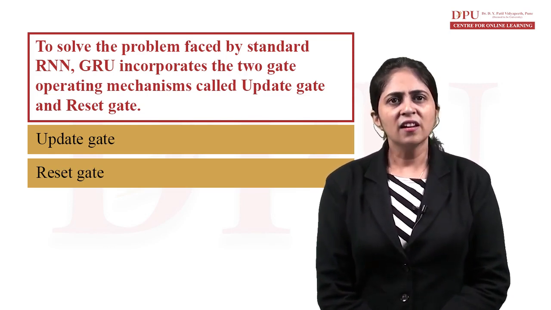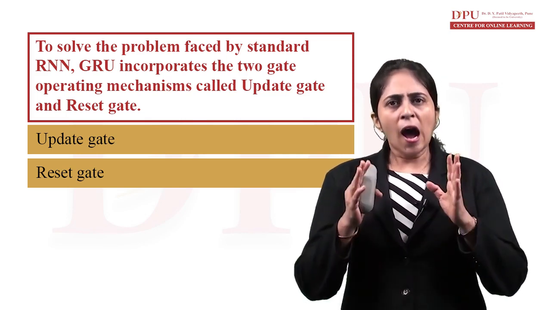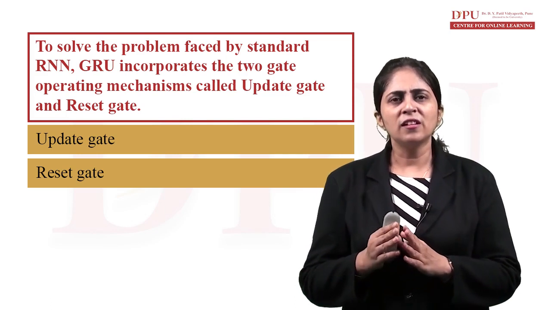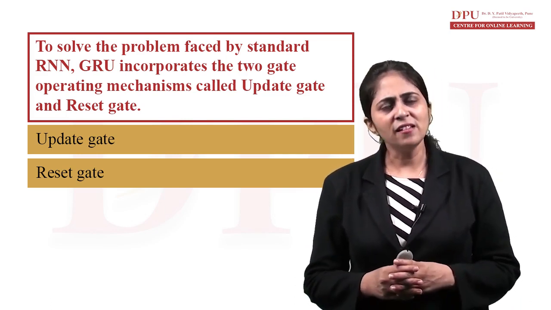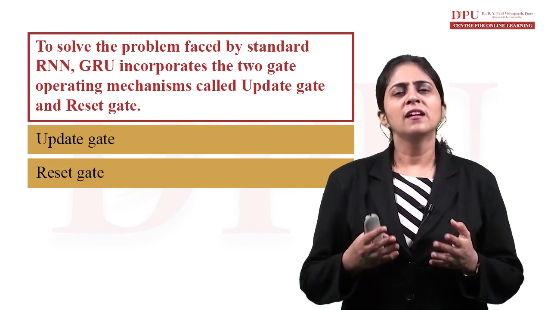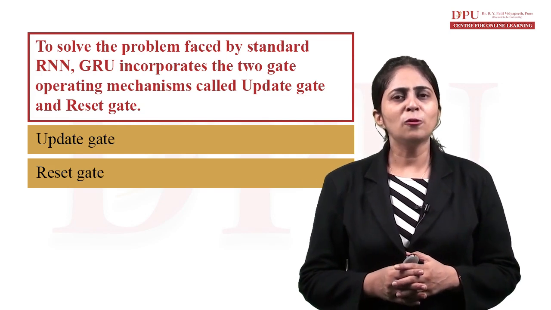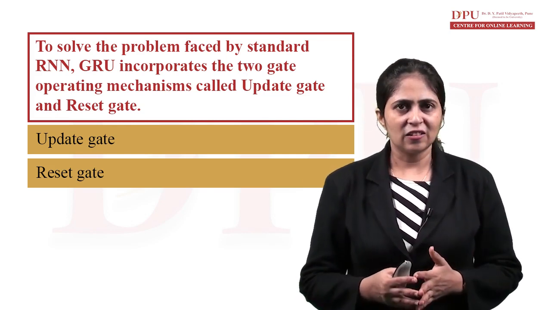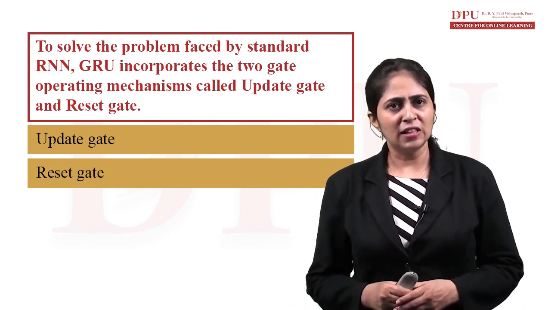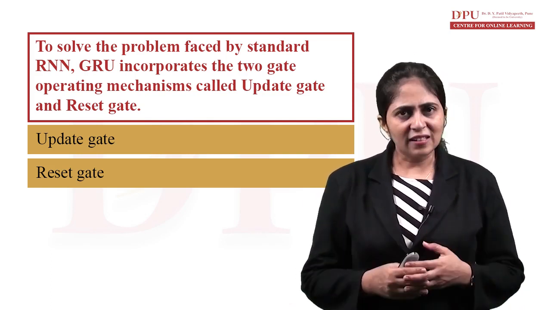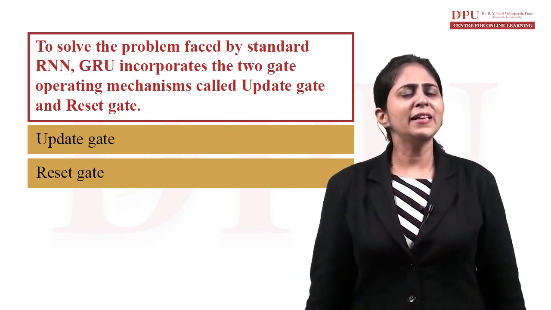This reset gate is used by the model to determine how much of the past information it needs to neglect. So in short, it decides whether the previous cell state is important or not. That is why the name given to it is reset gate. It decides how much of the past information needs to be neglected, whether the previous cell state is important or it can be neglected.